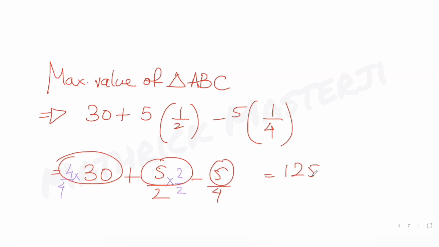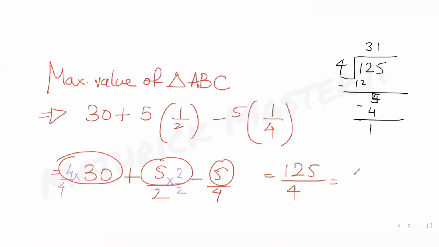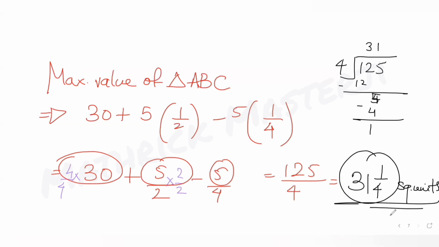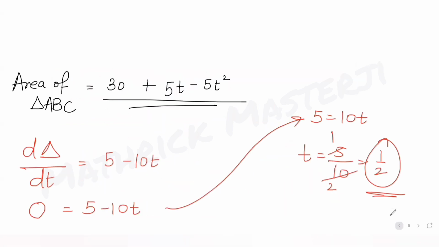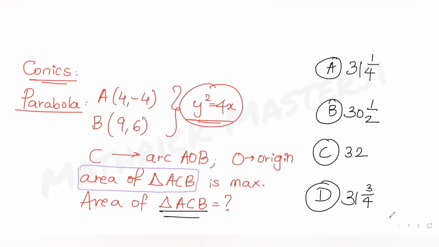So 125 by 4. If I divide 125 by 4, 4 threes are 12, 4 ones are 4, so you get the remainder as 1. So I can write that in mixed form as 31 1 by 4. So that becomes your maximum area for the question asked to us, with the help of application of derivatives. And if you see the answer choices, that matches with option A. So A becomes the correct answer for the question given to us.